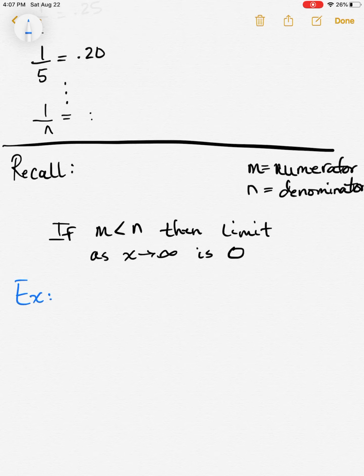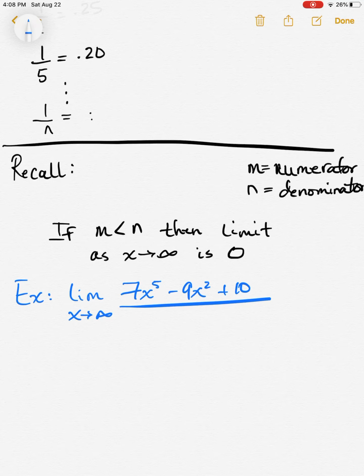So example, let's say we have the limit as x approaches infinity of 7x to the 5th minus 9x squared plus 10 all over 19x to the 21st minus 15.